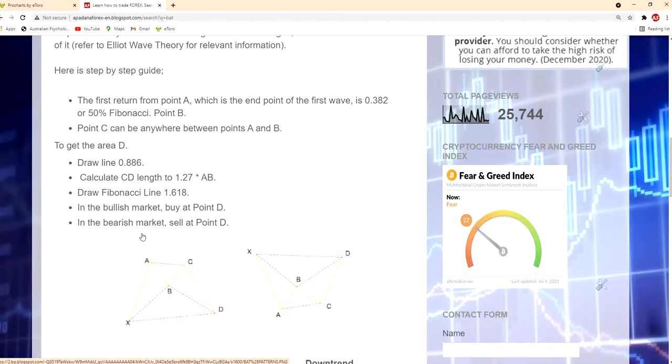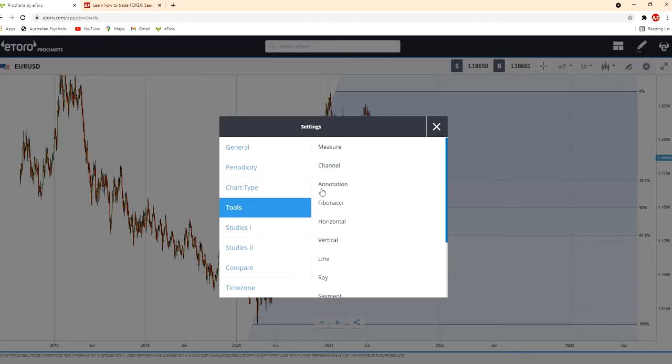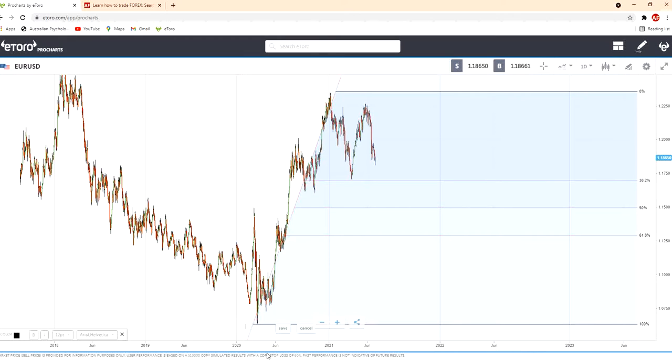Okay, the step-by-step guide is first you need to find X and A. So we go back to the chart, euro US dollar daily chart. We say, okay, this is X. I'm gonna add the annotation here for you. You can see X. Okay, so this is our X point, and this is the high point, which we say is point A. Okay.